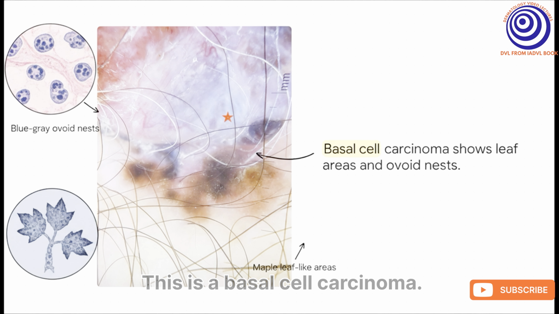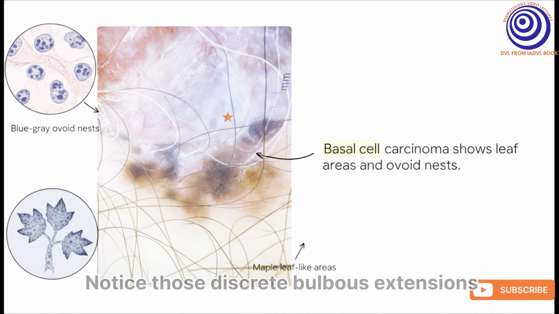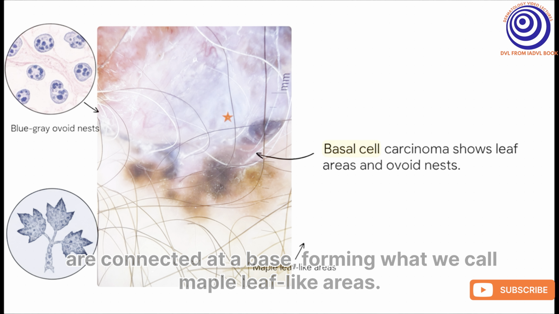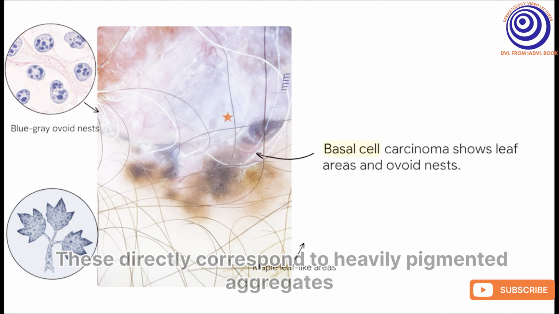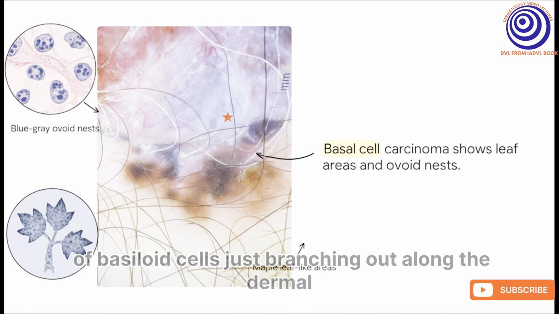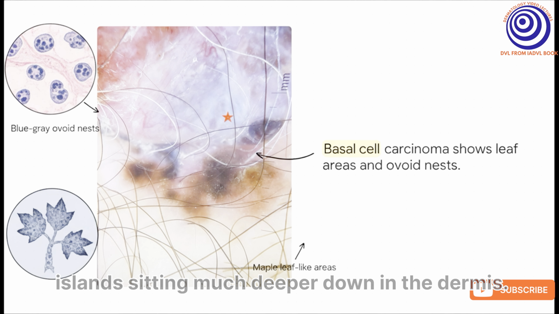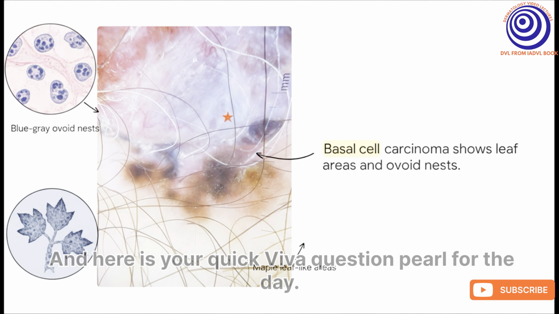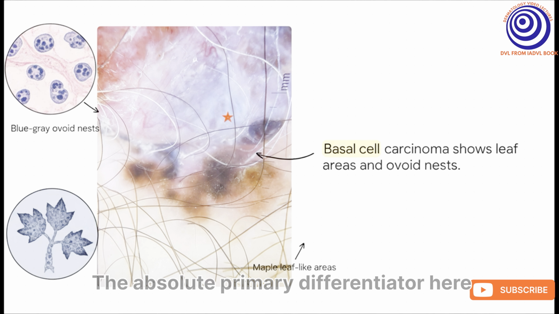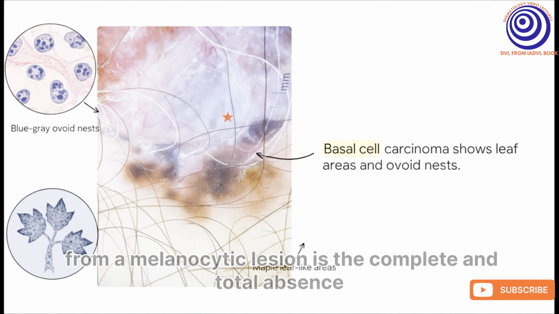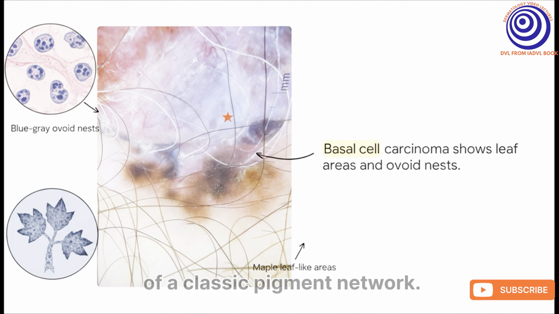This is a basal cell carcinoma. Notice those discrete, bulbous extensions connected at a base, forming what we call maple leaf-like areas. These directly correspond to heavily pigmented aggregates of basaloid cells just branching out along the dermo-epidermal junction. Nearby, those blue-gray ovoid nests represent massive tumor islands sitting much deeper down in the dermis. And here is your quick viva question pearl for the day. The absolute primary differentiator here from a melanocytic lesion is the complete and total absence of a classic pigment network.